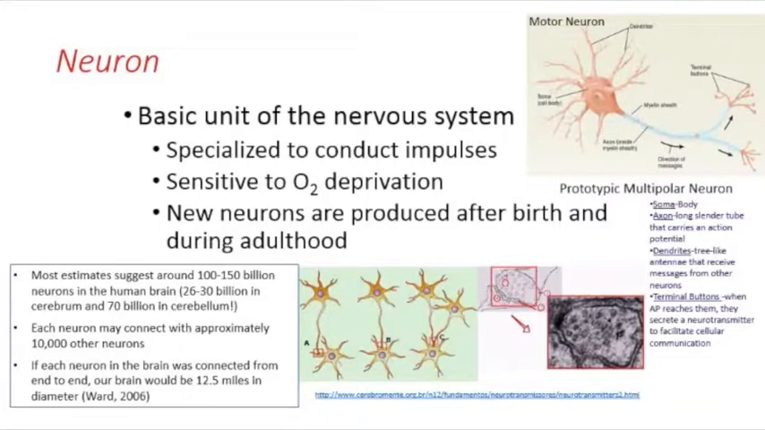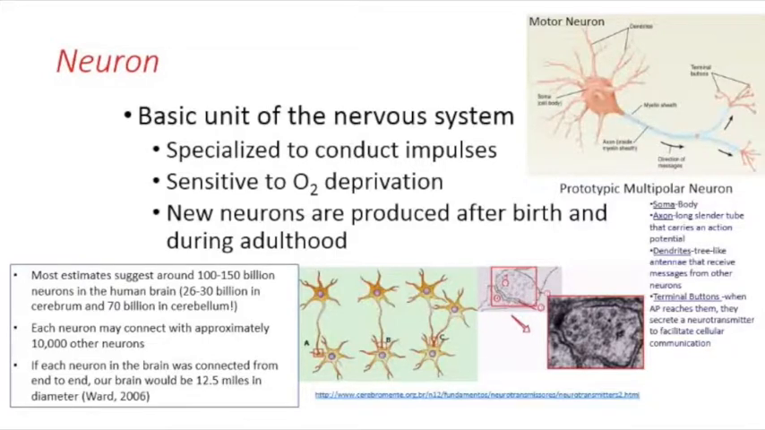The dendrites are sort of tree-like structures coming off of the soma, and they're actually little antennae, if you will. They receive the incoming information from other neurons. And then finally we have down at the other end of the neuron the terminal buttons. And here, when the action potential reaches the terminal buttons, they start secreting a neurotransmitter to facilitate cellular communication.